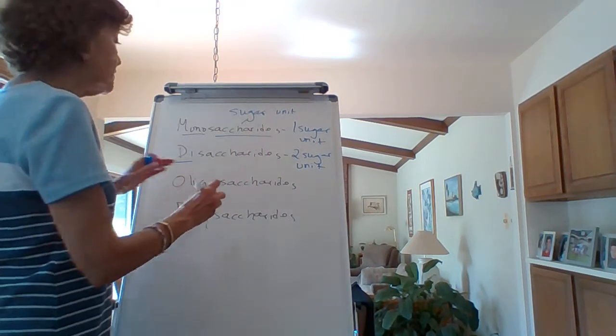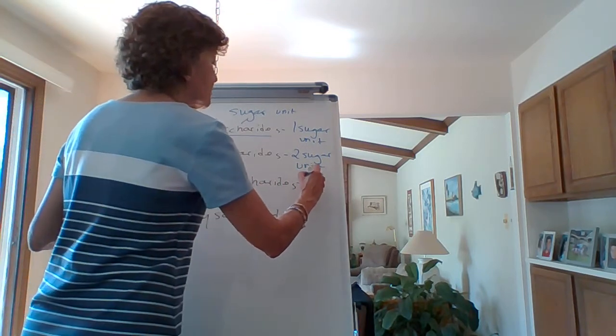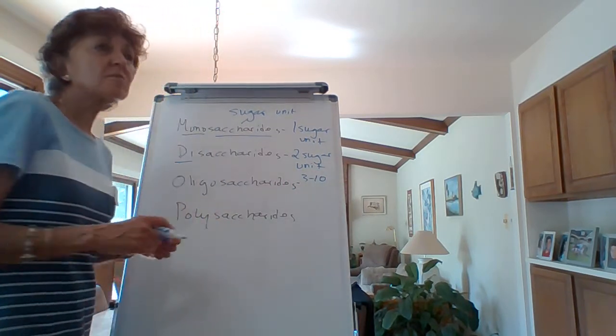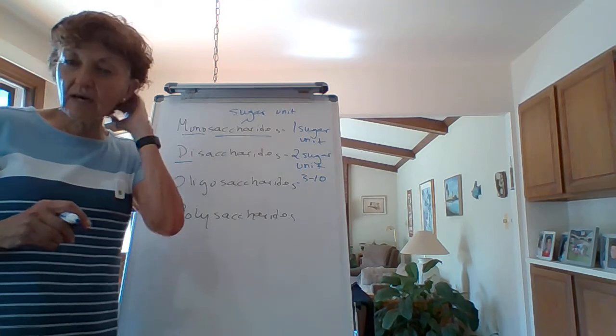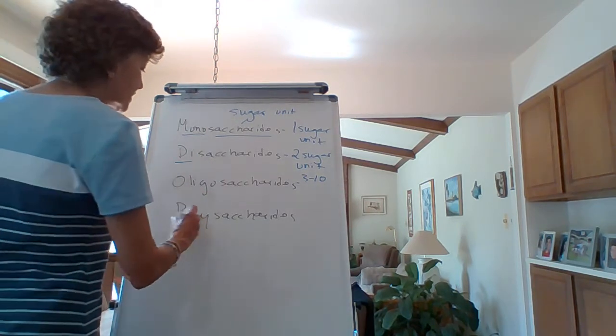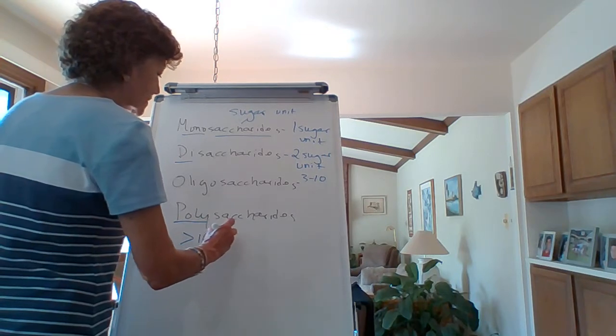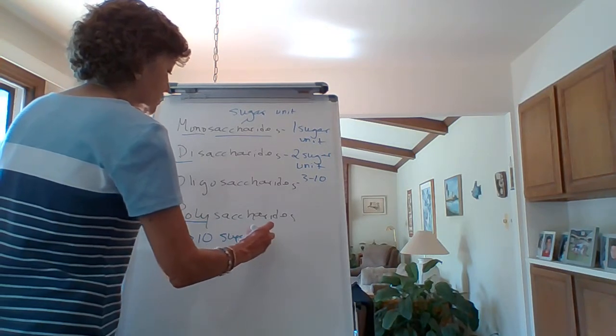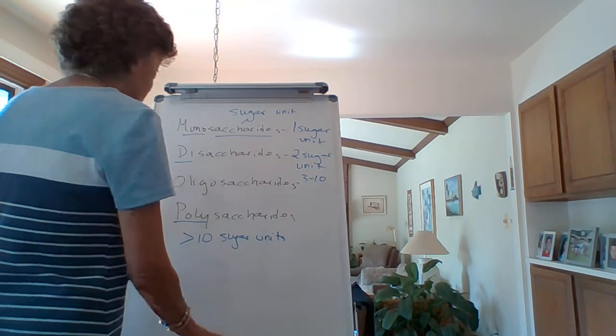Okay? Oligo usually means anywhere between 3 and 10. Sometimes they'll lump in the disaccharides in with the oligosaccharides. And then poly usually means more than 10 sugar units. Okay?